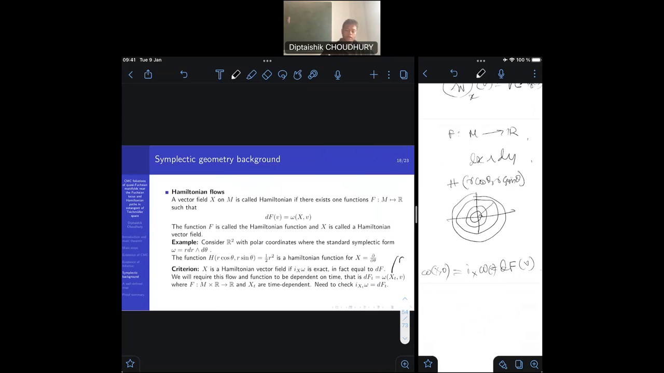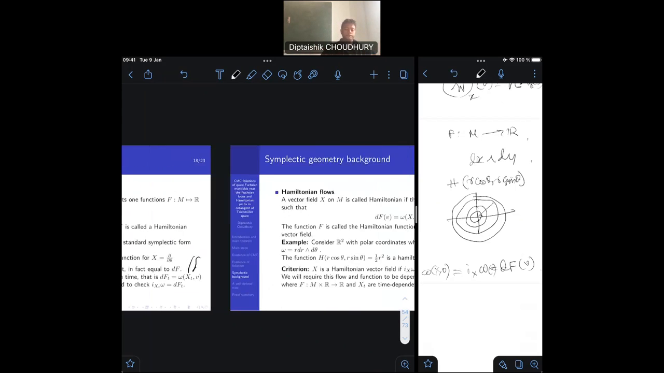What we need to do now for our setting is this: all the things that we have defined till here are in a time independent setting, and we need to introduce a time parameter, so that at every time t I have a vector field X_t and a function f_t, with a parameter in t. And we need to check that at each level of t this Hamiltonian condition is satisfied.